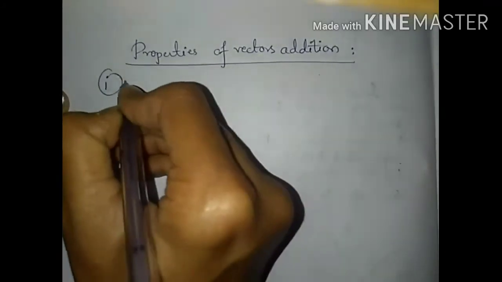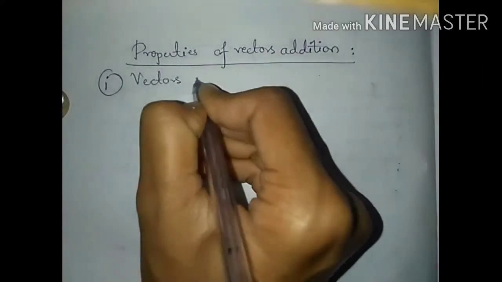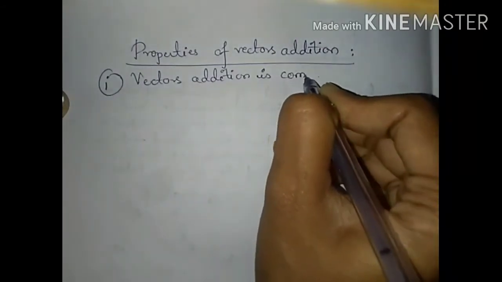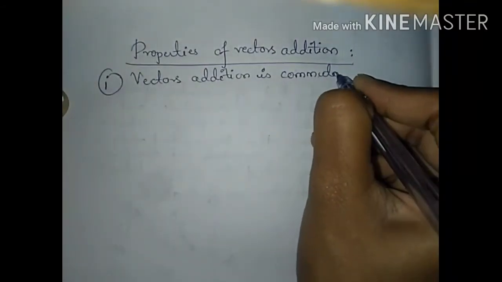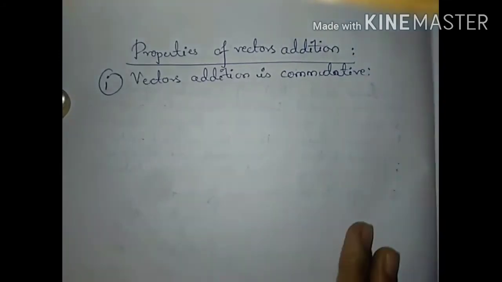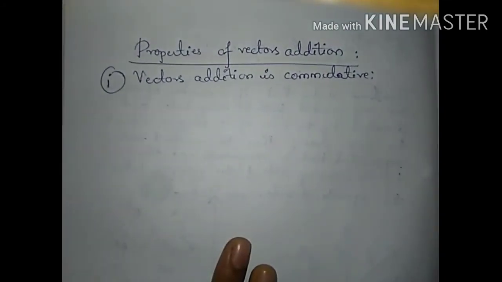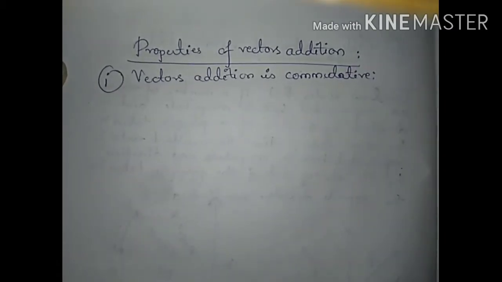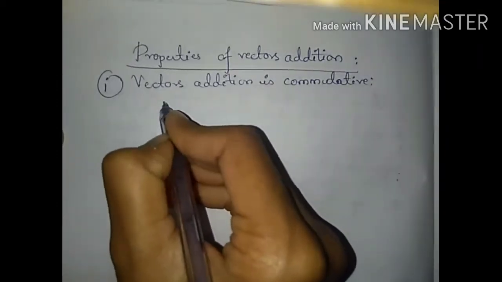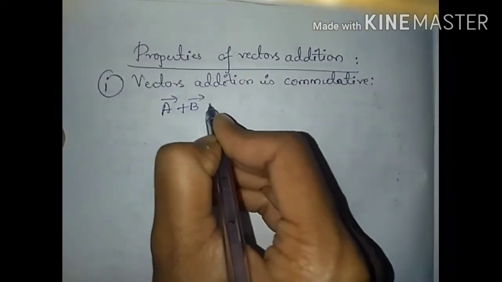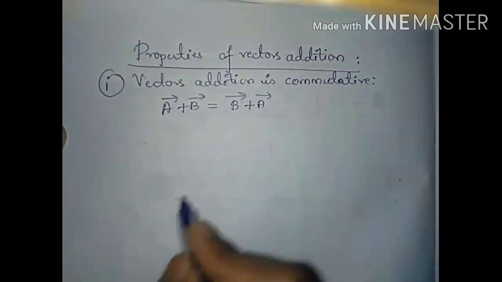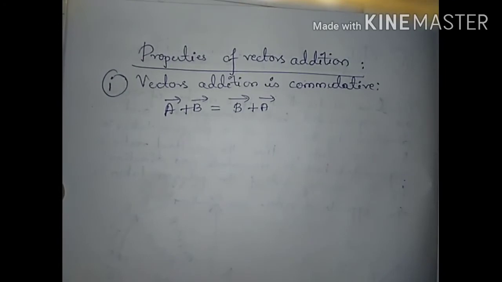The first is that vectors addition is commutative. So what is the commutative law? A plus B is equal to B plus A. So if you write vector A plus vector B, then this should be equal to vector B plus vector A. This is what the commutative property says.